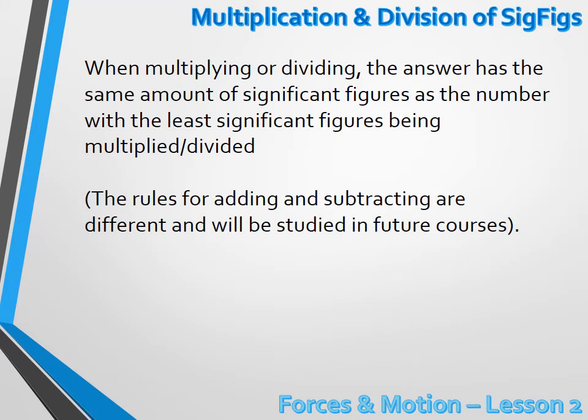Well, what about the numbers when we're multiplying and dividing? What happens to them? Well, when we multiply or divide, the answer has the same amount of significant figures as the number with the least significant figures being multiplied or divided. That may not make a lot of sense right now, but when we get into the examples, that's going to become clear quite quickly. I also want to point out the rules for adding and subtracting are different than the rules for multiplication and division, and they will be studied in future courses.